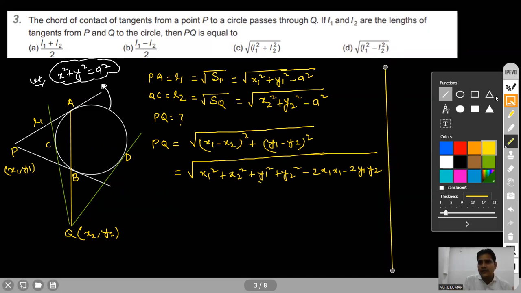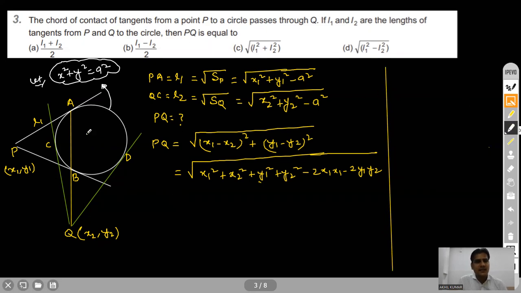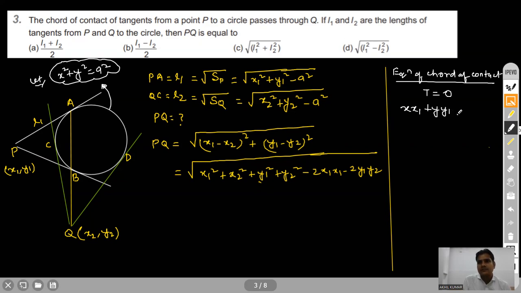So if you see, this is the equation of AB, like the equation of the chord of contact, we can write. How did we write the equation of the chord of contact? We used to write it as T equal to zero. Now, T means x x1 plus y y1 minus a square is equal to zero.